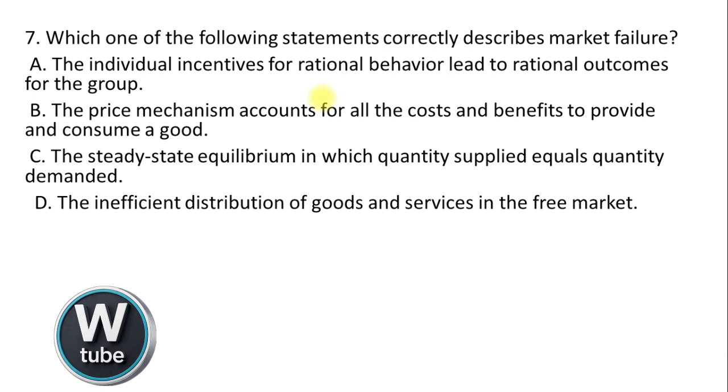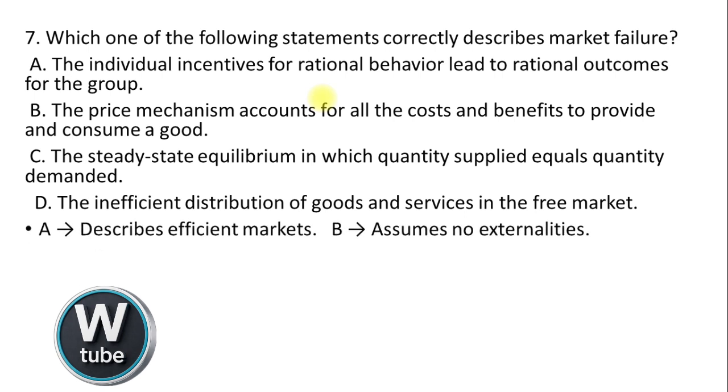Distractor A, individual incentives for rational behavior leads to rational outcome for the group, describes efficient markets, not failure. While B, the price mechanism accounts for all the costs and benefits to provide and consume a good, assumes no externalities. While C describes equilibrium, not failure. The steady state equilibrium in which quantity supplied equals quantity demanded is about equilibrium, not about market failure. So D is the correct answer.